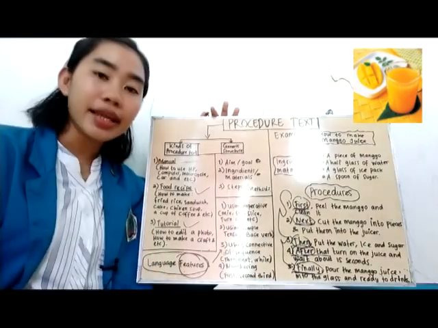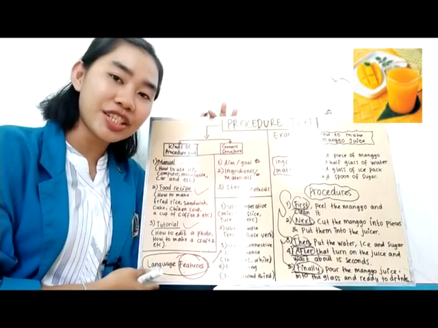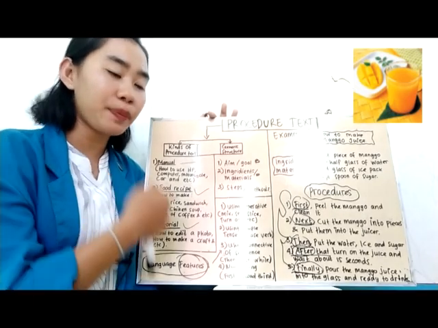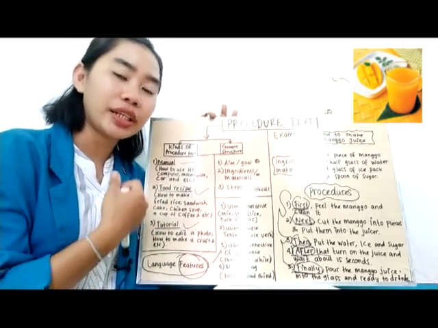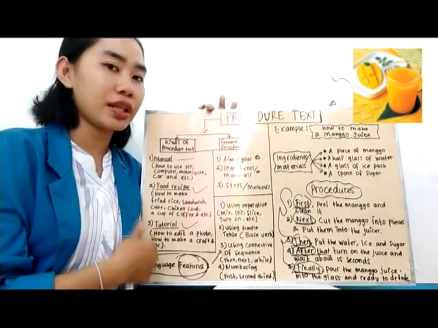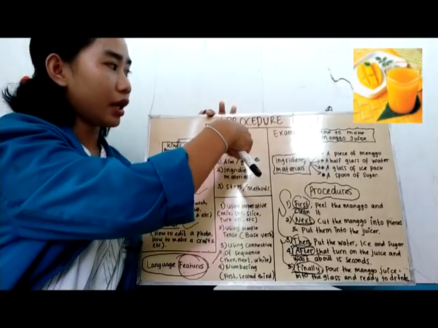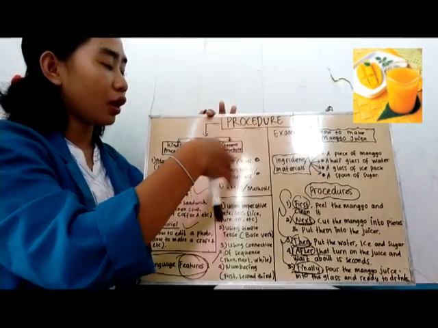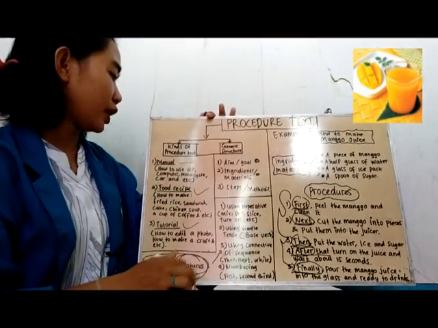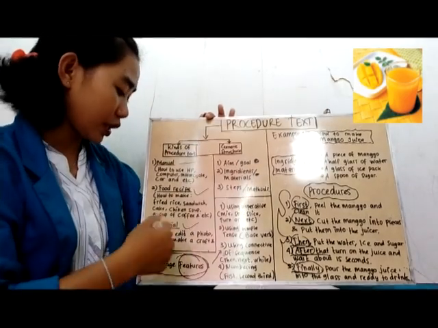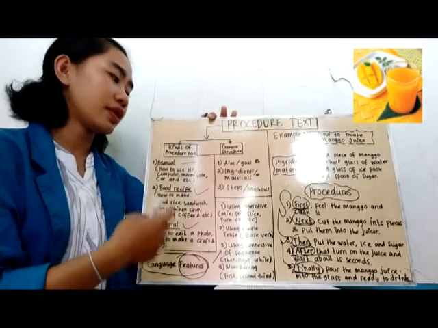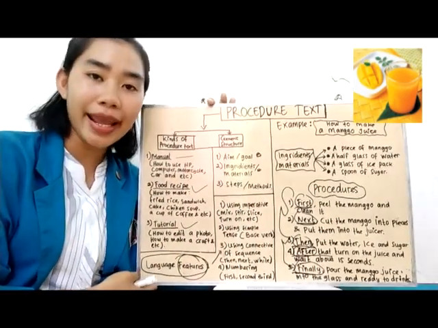So guys, I think that's all from my presentation of procedure text. I hope you understand, and I hope you are happy and enjoyed it before you watched my video. I think you understand all of the procedure text, such as kinds, generic structure, language features, and aim, ingredients, materials, and steps or method. So I think that's all from me, and thank you.